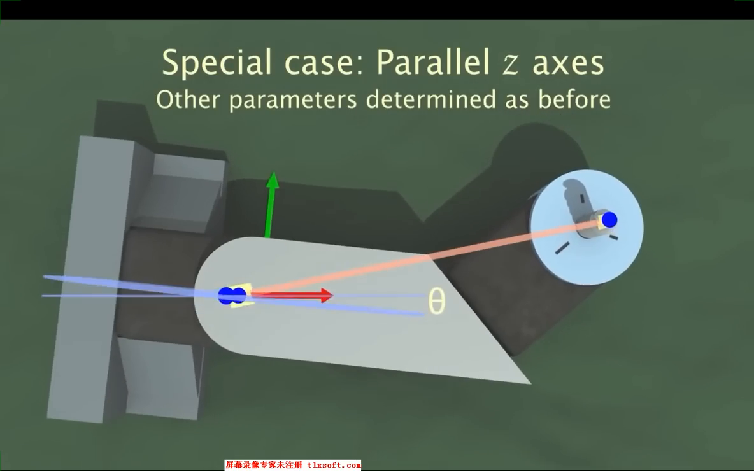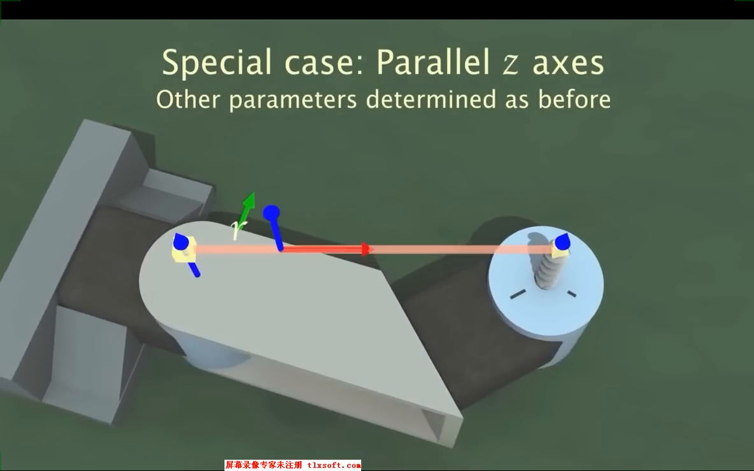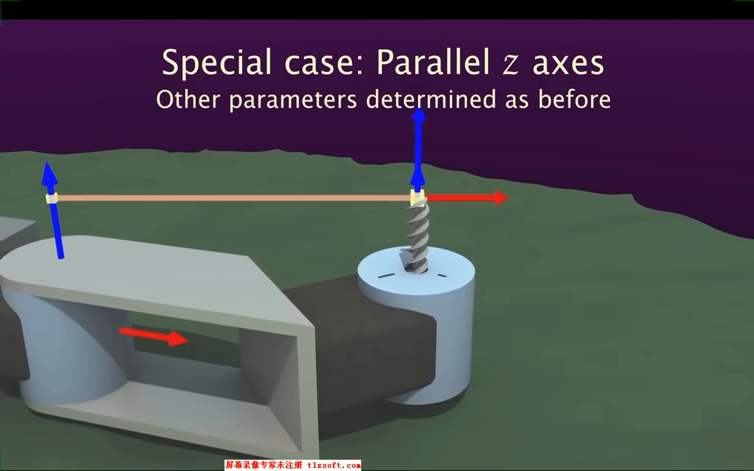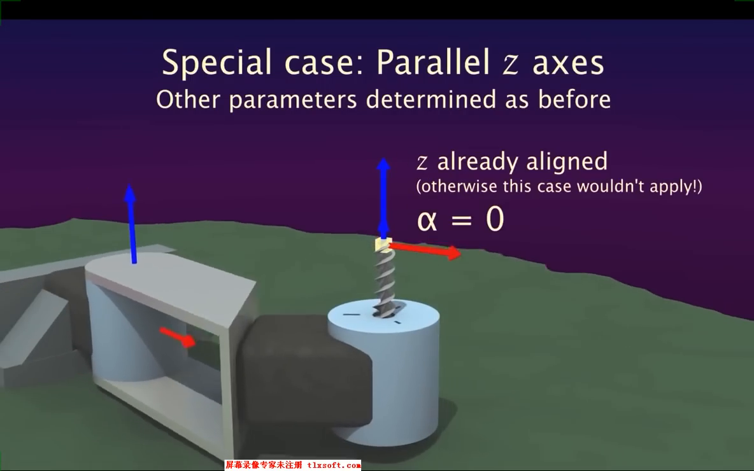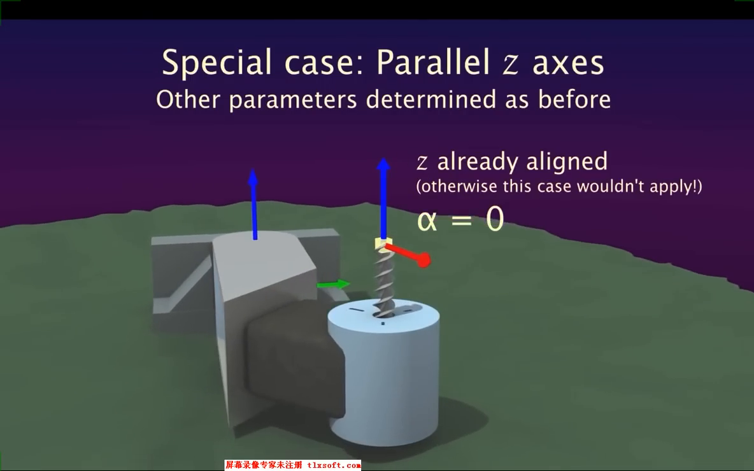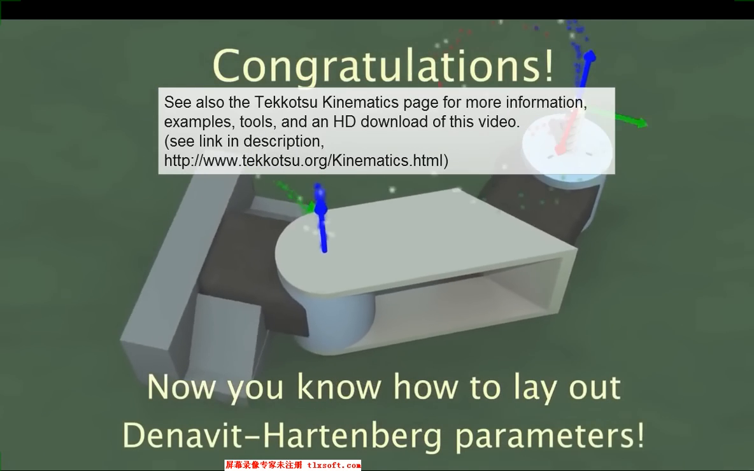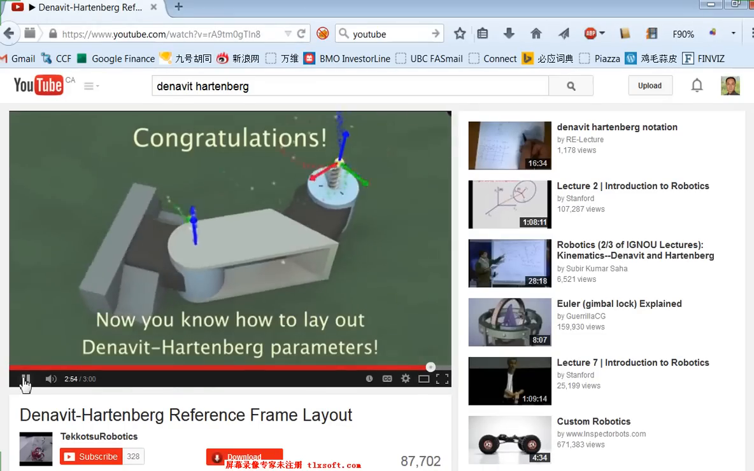Theta rotates about z to align the x-axis with the normal. And r translates out along the normal to reach the new origin. Alpha is already known to be zero in this case, since the z-axes must be parallel for this to apply. Thus, no rotation is needed. Congratulations, that's all there is to it. It's pretty cool.